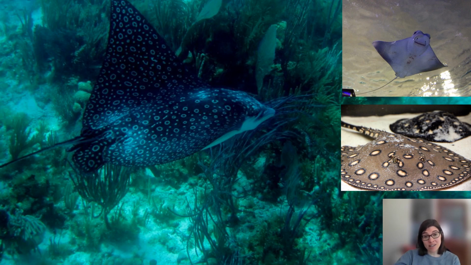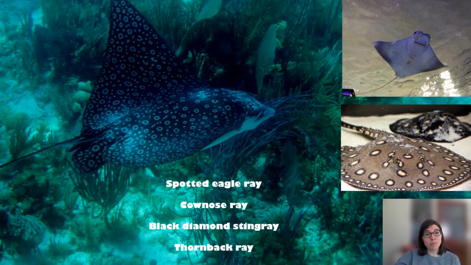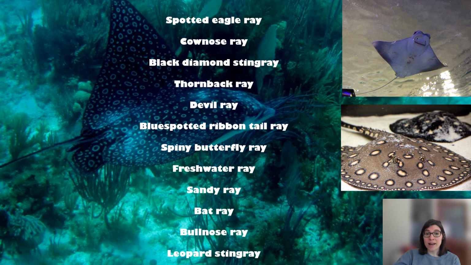Well, there's the spotted eagle ray, the cownose ray, the black diamond stingray, the thornback ray, the devil ray, the blue spotted ribbontail ray, the spiny butterfly ray, the freshwater ray, the sandy ray, the bat ray, the bullnose ray, and the leopard stingray. So that's just a few.